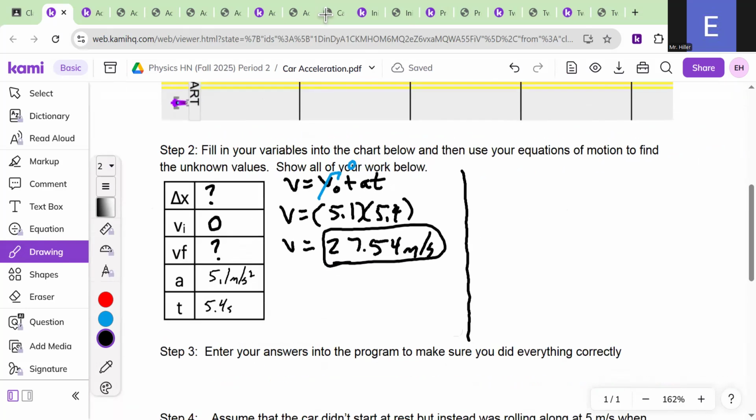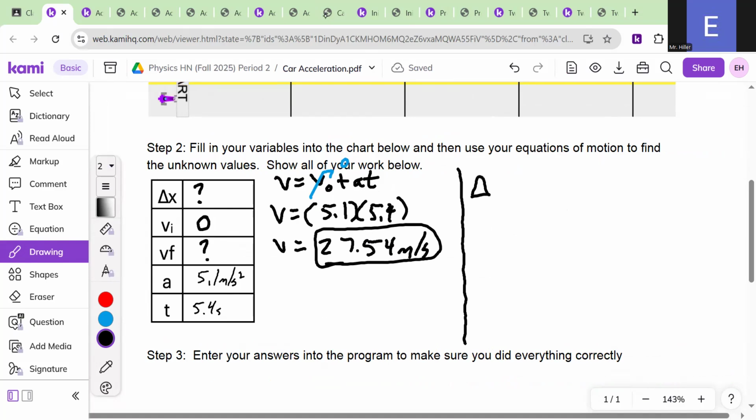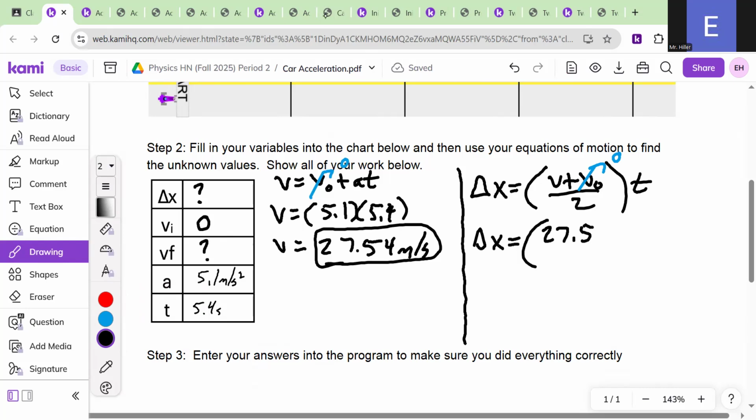Now to find the displacement, choose whichever equation you want. I like equation number 11 a lot. Again, initial speed is 0, so my displacement would be your final speed, 27.54 over 2, times 5.4 seconds.